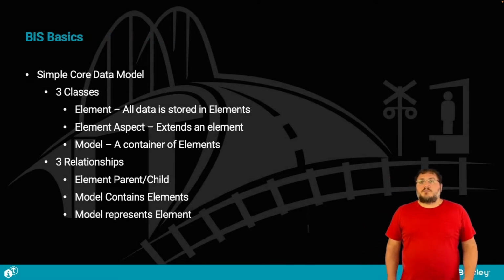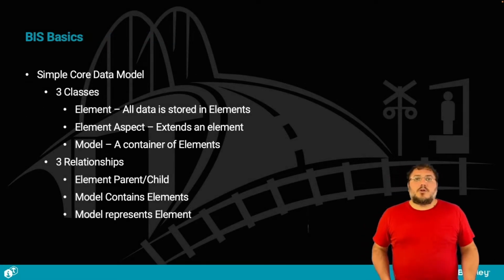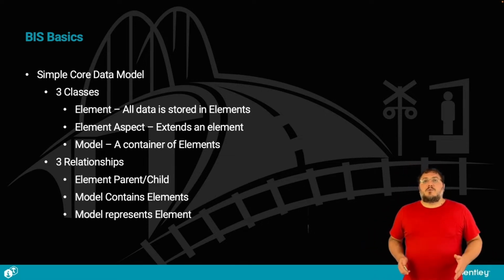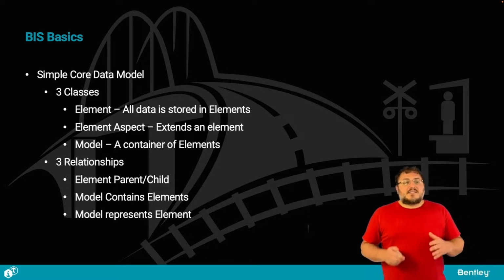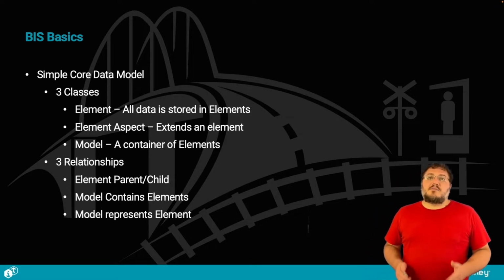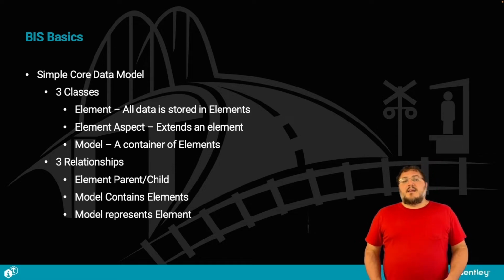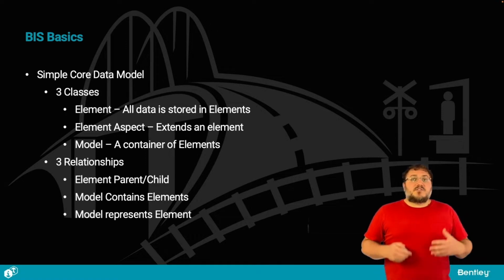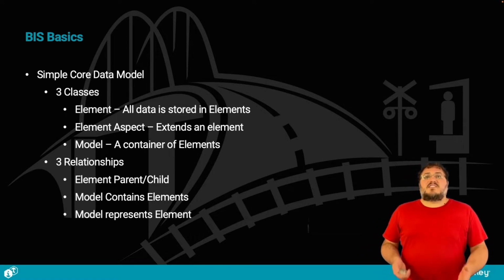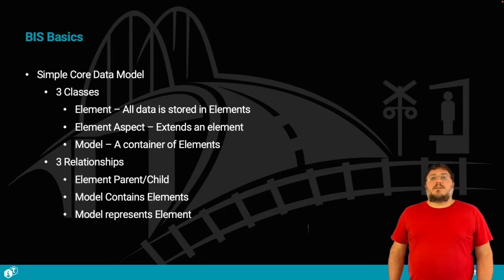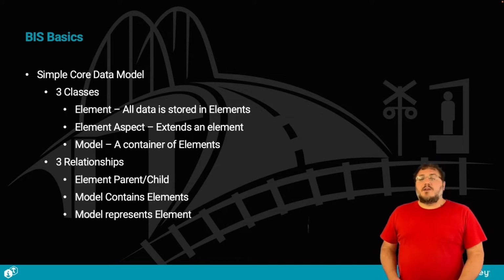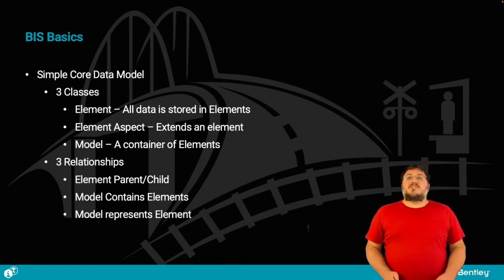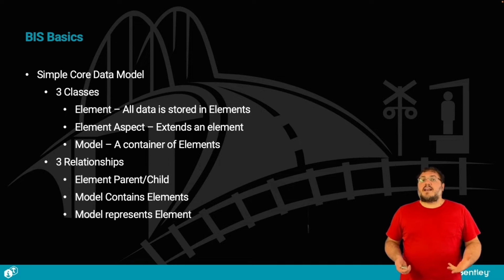So let's go over some BIS basics so you have some groundwork when you go and look to find more information about BIS. The first thing that you've got to know with BIS is all data is stored in elements. It's a single, small, uniquely identifiable thing in an iModel. And you can extend an element by creating element aspects. These are optionally applicable sets of properties that you can apply to any element. So if you want to add some more properties to an element, you can create an element aspect class, add the properties to it, and then attach it to an element. And it acts as though it's part of that element.